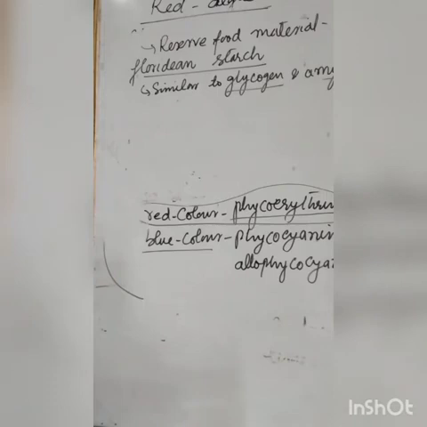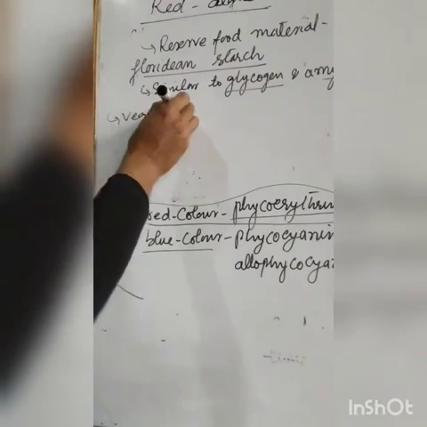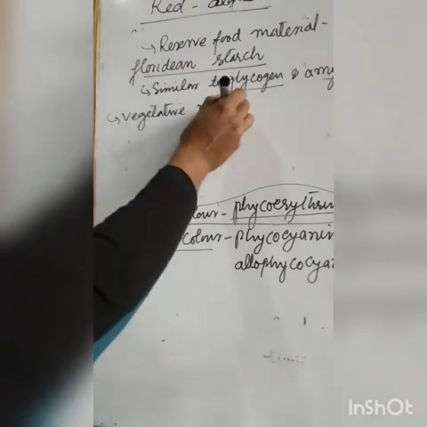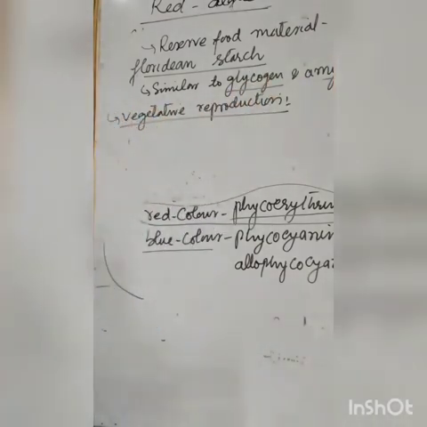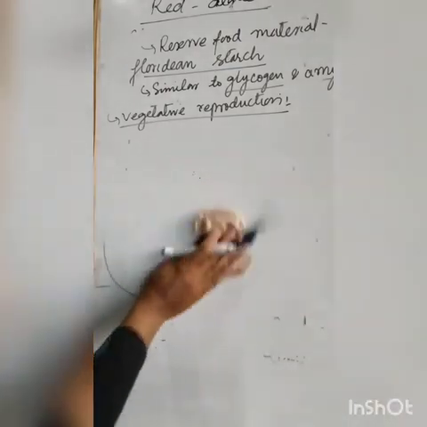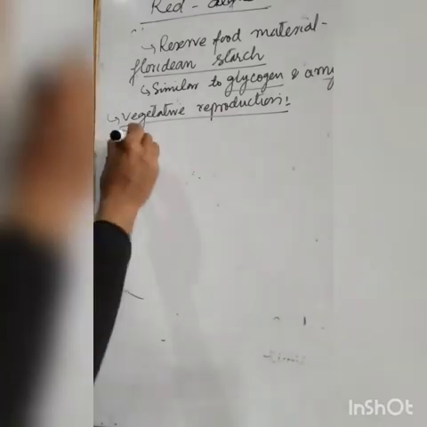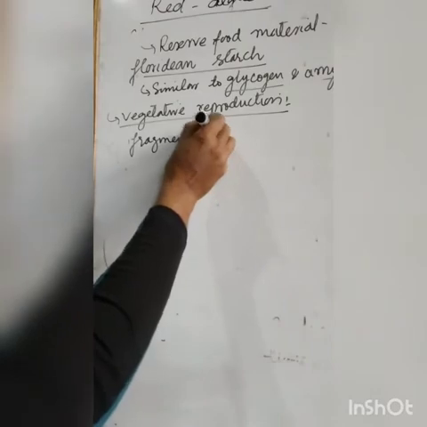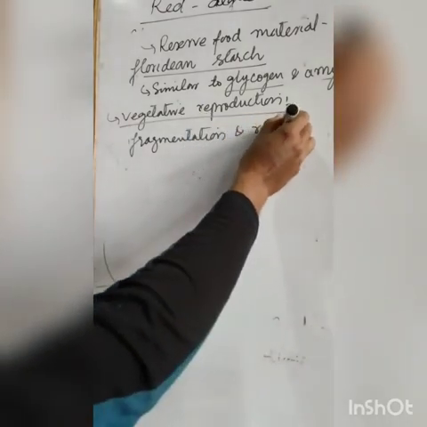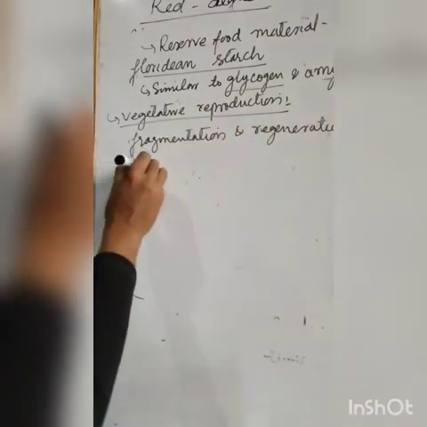Vegetative reproduction occurs by fragmentation. Vegetative reproduction in red algae occurs by fragmentation and regeneration of holdfast.